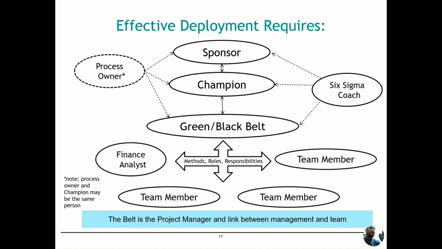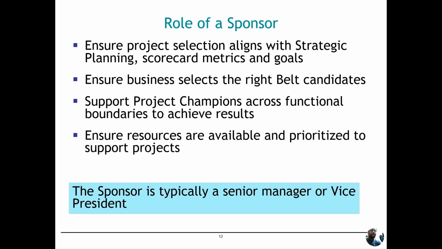Let's talk about how the Six Sigma team looks like. The role of a sponsor in a Six Sigma project is the high level executive of the company who ensures the project selection aligns with the strategic goal of the organization. It ensures the business selects the right candidates for it, and it ensures the adequate resources are provided.